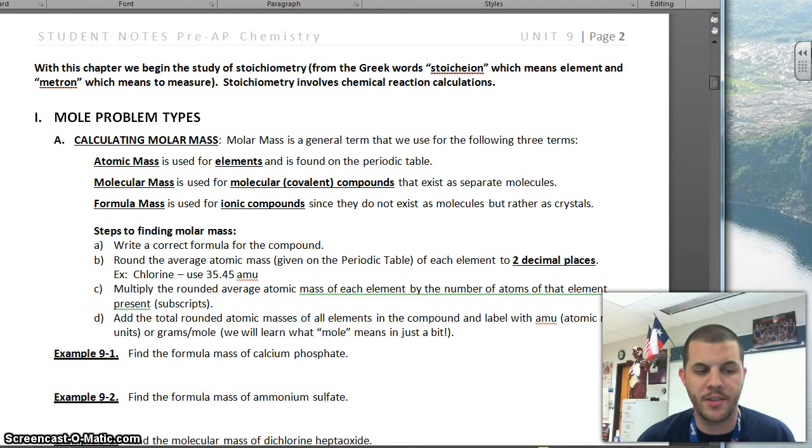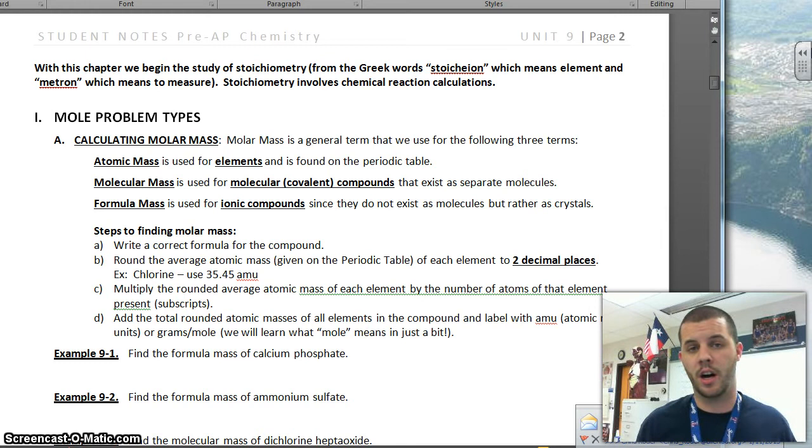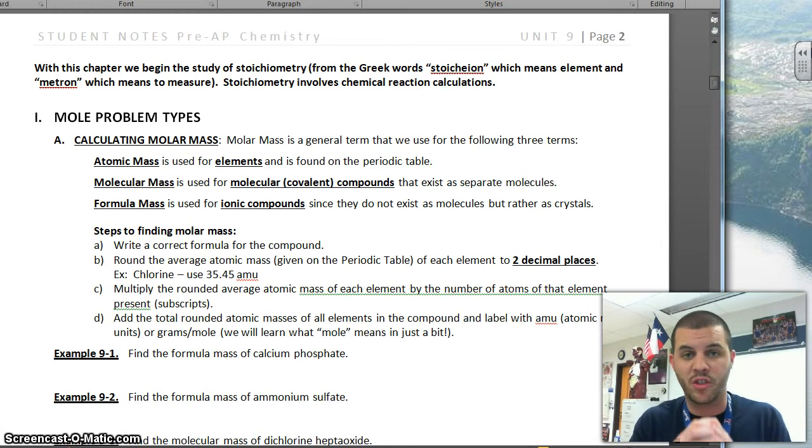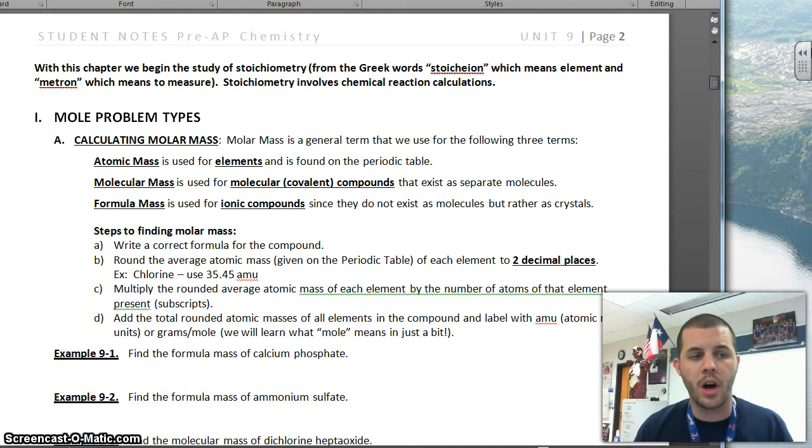Hey folks, we're going to start off this unit pretty easy by discussing molar mass. Molar mass gives us the ability to figure out how large a molecule is based on its average atomic mass. And we can do this three ways, okay? We can calculate just the atomic mass, which is just the molar mass for an element. We can also calculate molecular mass, which is the molar mass of a molecule or a covalent compound. And we can also calculate the molar mass of an ionic compound. That's going to be called the formula mass.